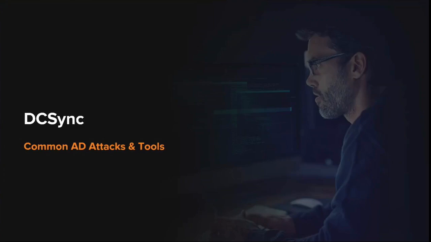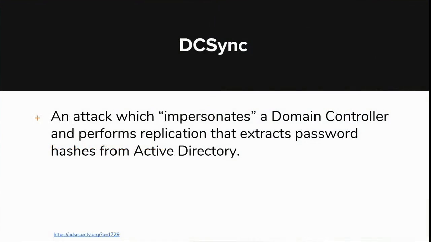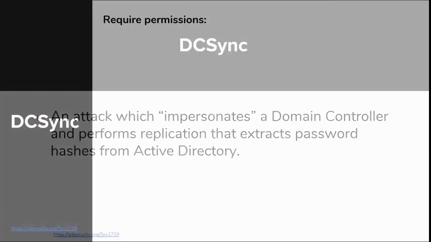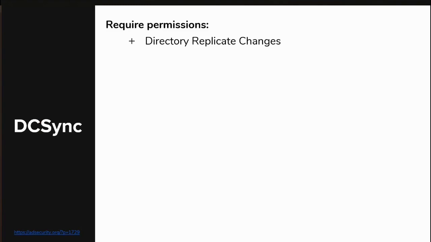In this video lesson, we're going to talk about the DCSync attack. The DCSync attack is trying to impersonate a domain controller and perform Active Directory replication. By doing so, you can extract the entire Active Directory database, which will include usernames and passwords as well. But before you can do this, there are certain privileges which are required.